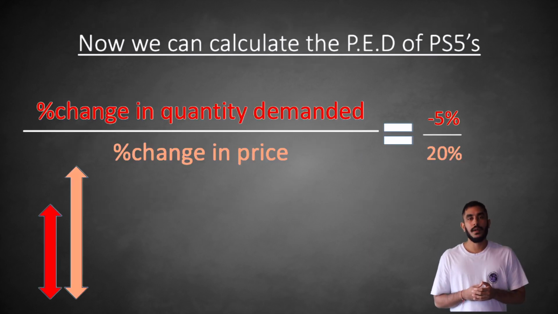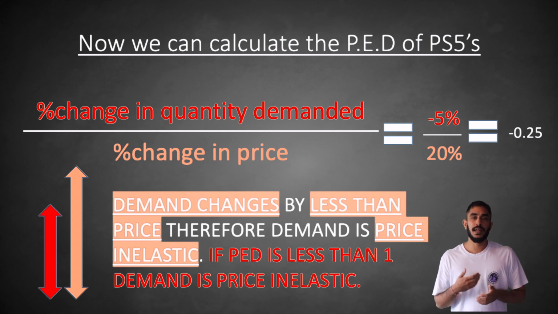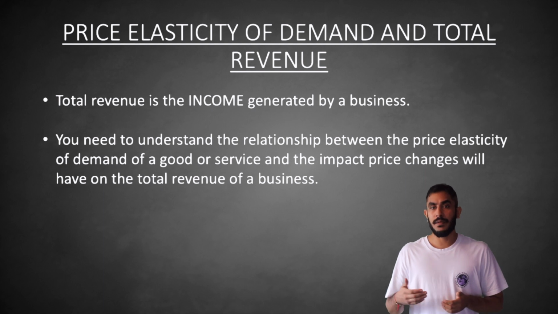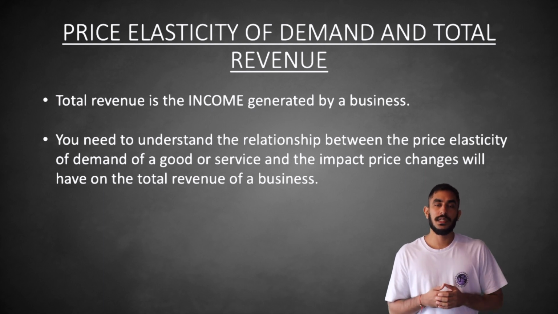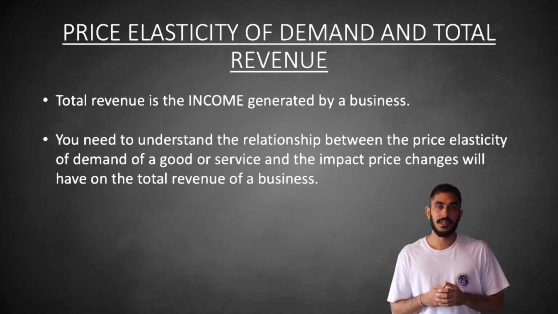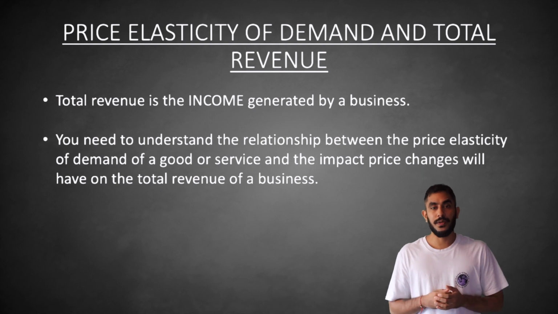When the PED of a number is between 0 and 1, it means that demand changes by less than price, and therefore demand is price inelastic. Total revenue is the income generated by a business. You need to understand the relationship between the price elasticity of demand for a good or service and the impact that price changes will then have on the total revenue that a business receives.